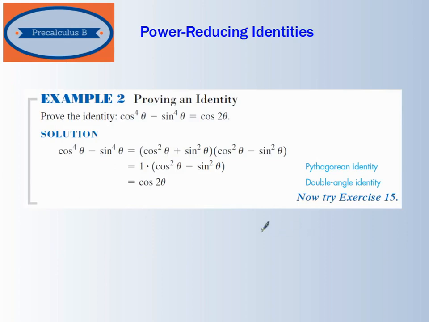Well, we'd start out though, cosine to the fourth minus sine to the fourth, that's just a difference of 2 squares, right? It's cosine squared plus sine squared times cosine squared minus sine squared. So we start out just with difference of 2 squares to get to here. Now, cosine squared plus sine squared, well, that's just 1. So it's 1 times cosine squared minus sine squared. Well, the double angle identity for cosine is cosine squared minus sine squared. So that's how we get from the start, cosine to the fourth minus sine to the fourth, all the way down to cosine of 2 theta.